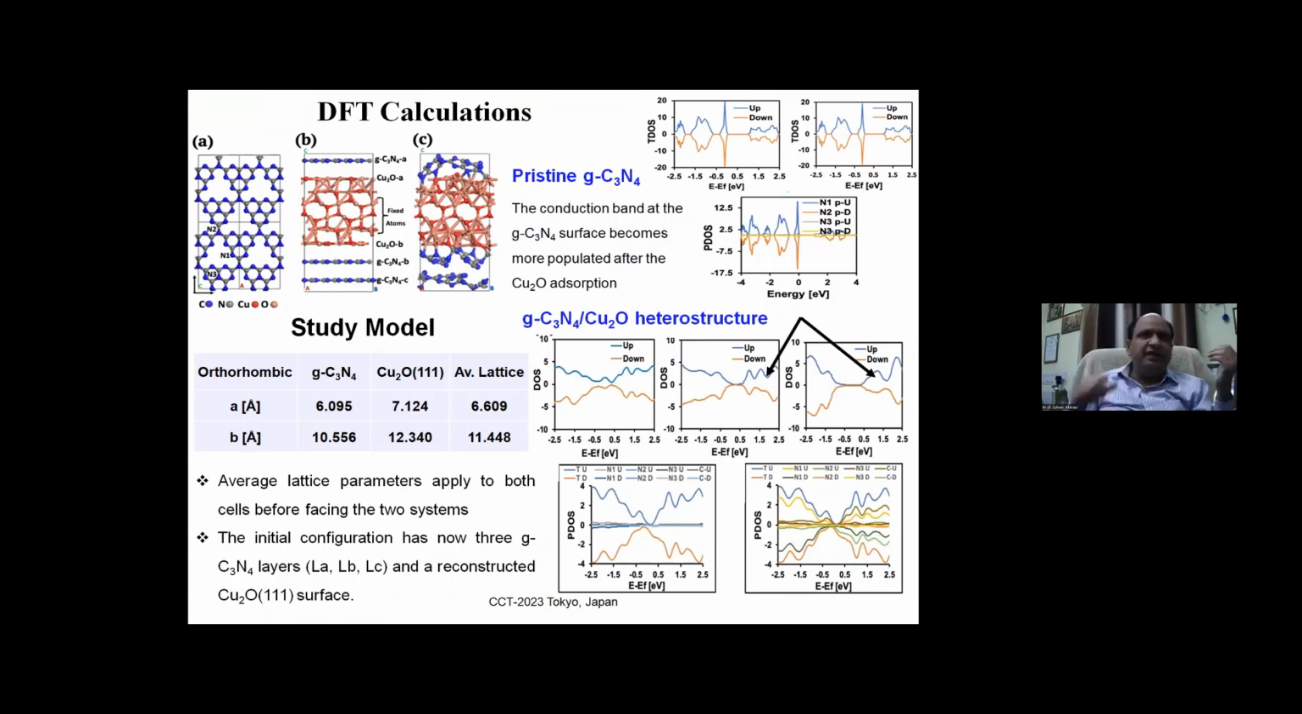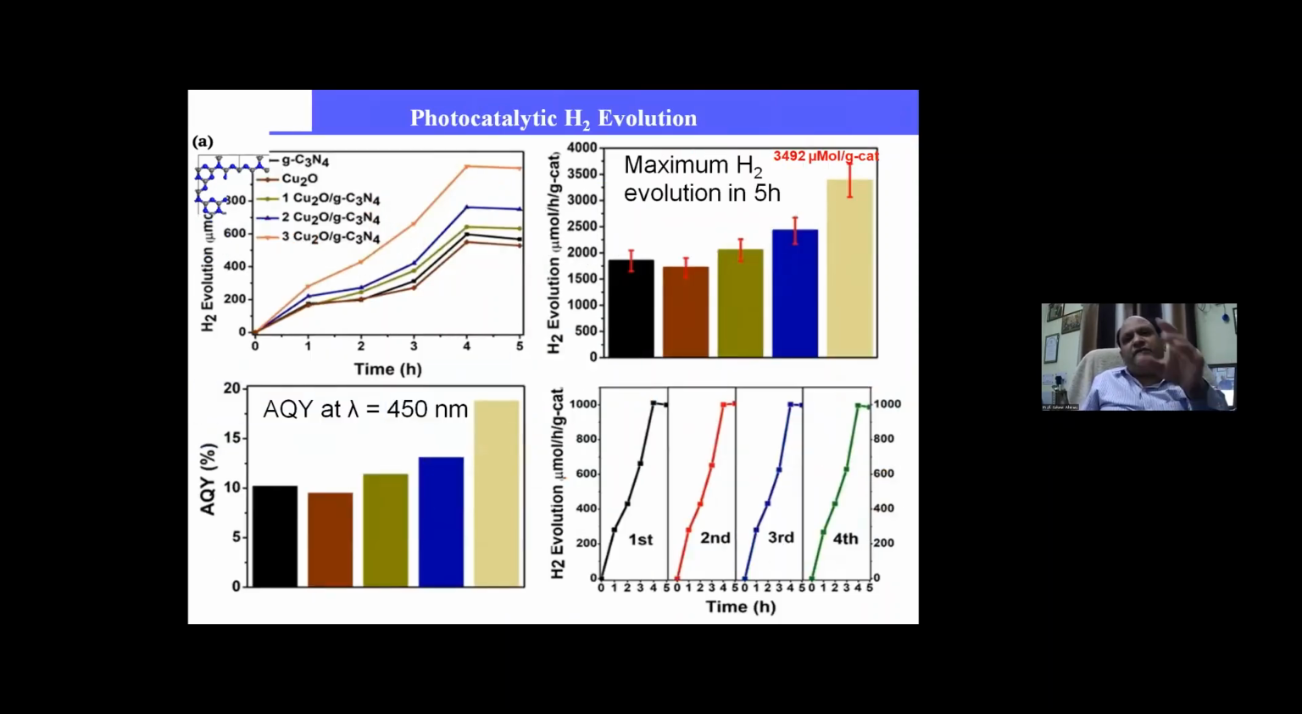So we stabilize these heterostructures in the orthorhombic form, so that the electron density population could increase in the conduction band, which is confirmed by these DFT calculations or DFT plots.